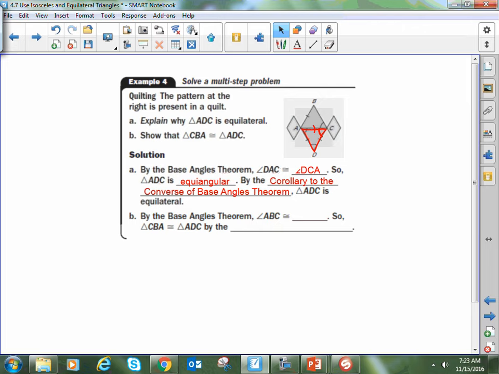So the second part says, show that triangle CBA is congruent to triangle ADC. Okay, so let me pick another color here. CBA. Now we're going to look at this blue triangle. Why are the blue triangle and the red triangle going to be the same? Well, looking at segment AB, we can see that it's the same length as segment AC, so it's definitely at least isosceles. So if the blue triangle is isosceles, at least, then angle B has to be the same as angle here at point C.